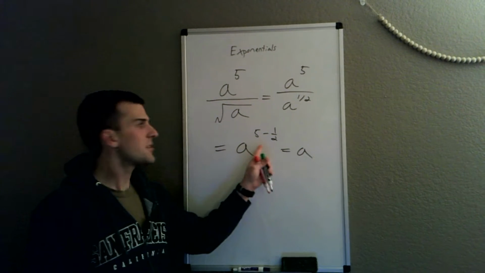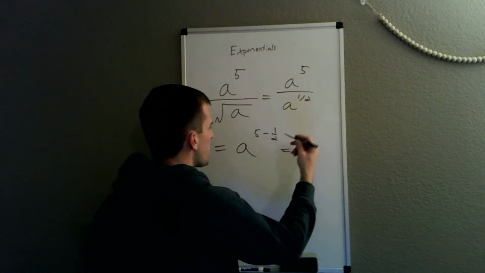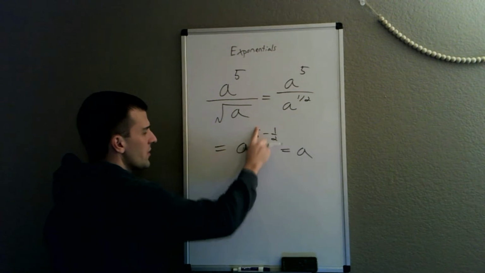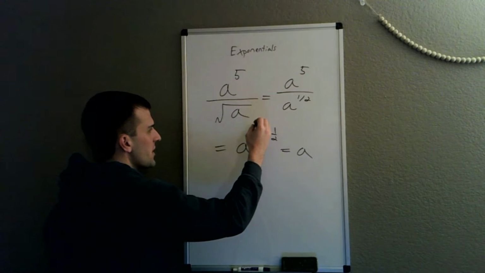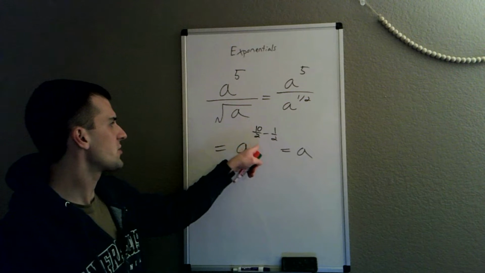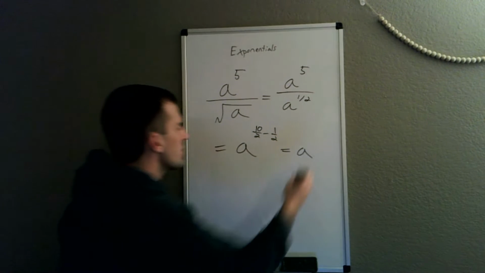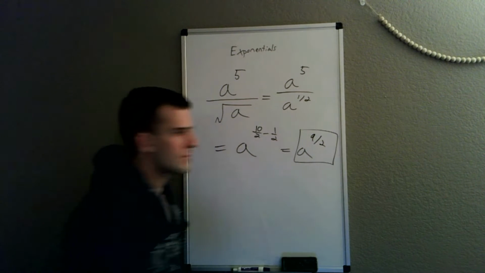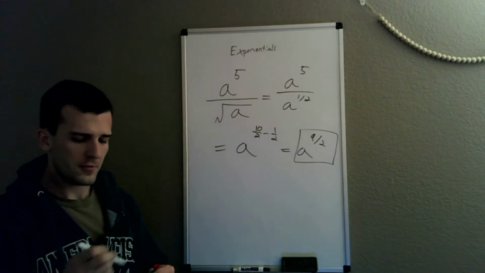which equals a to the 4.5. So I guess we'll have to work with this fraction. So 5 is actually 10 over 2. So now we can do the subtraction. 10 minus 1 is 9. So a to the 9/2. And that's our most simplified form in this case.